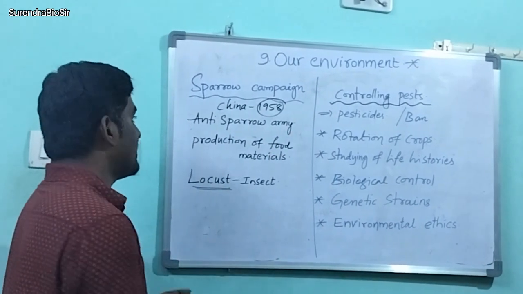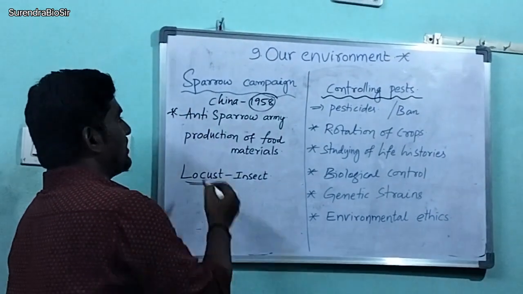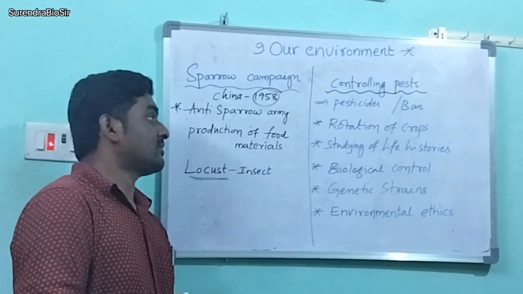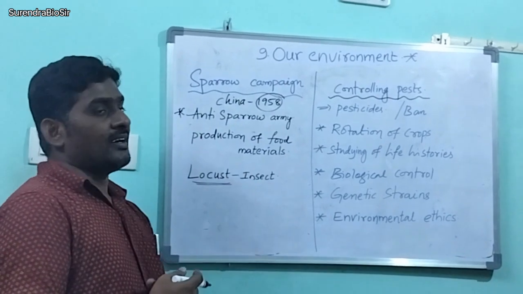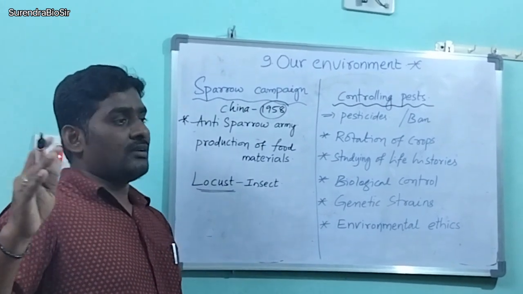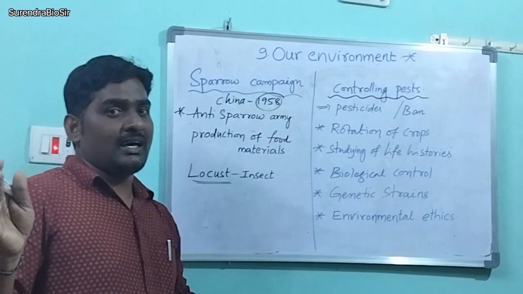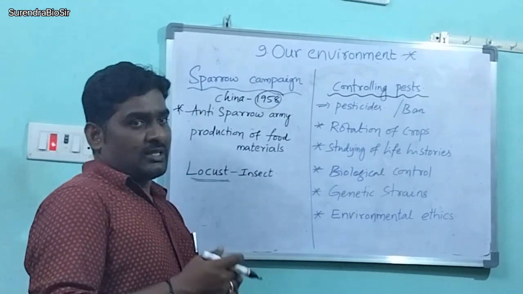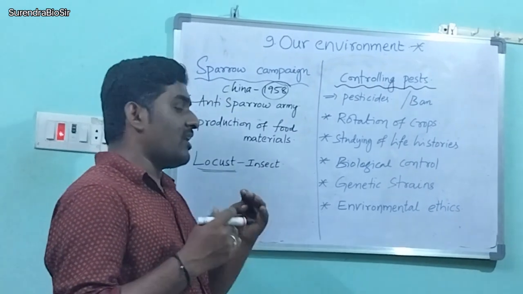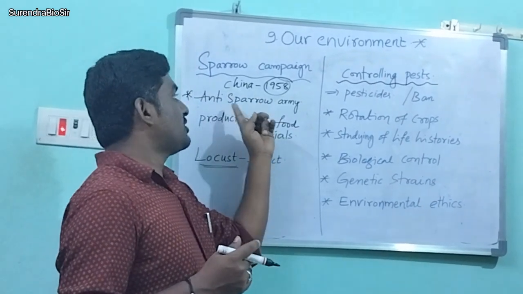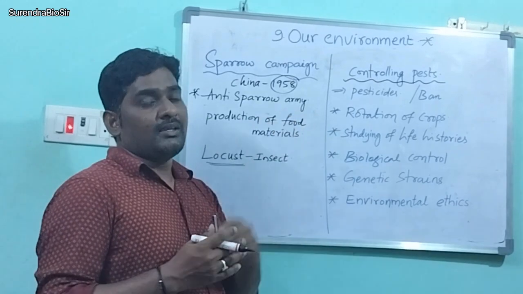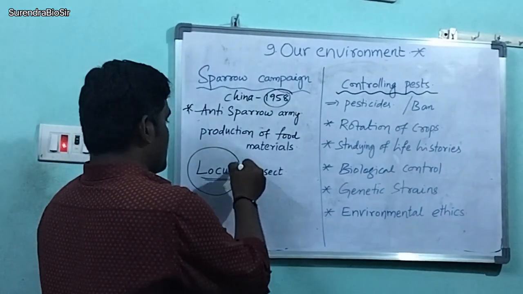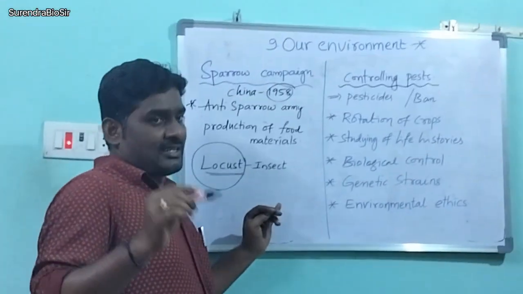So by that time they started an anti-sparrow campaign, nothing but an anti-sparrow army. They started hunting. Whenever they started hunting, what happened? The sparrows flew away. Flew away means they vanished from the place. Even in the next year, after the anti-sparrow campaign, they were still getting less production. It was explained by scientists.